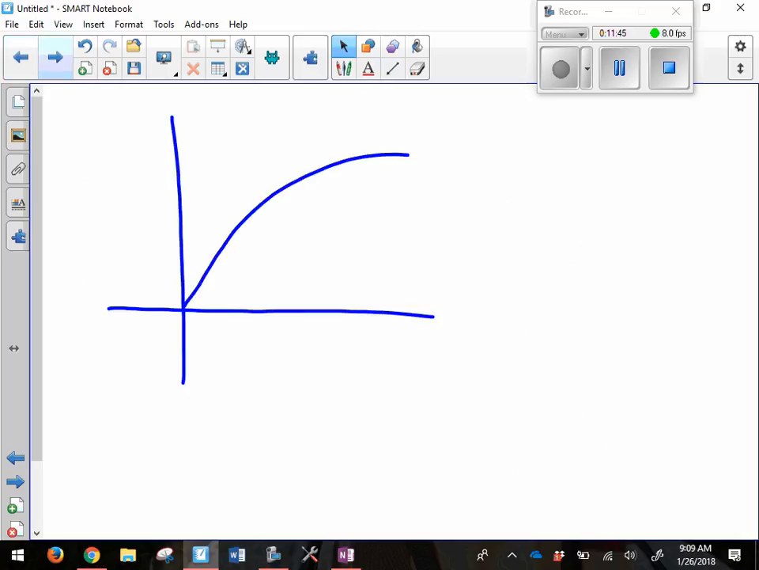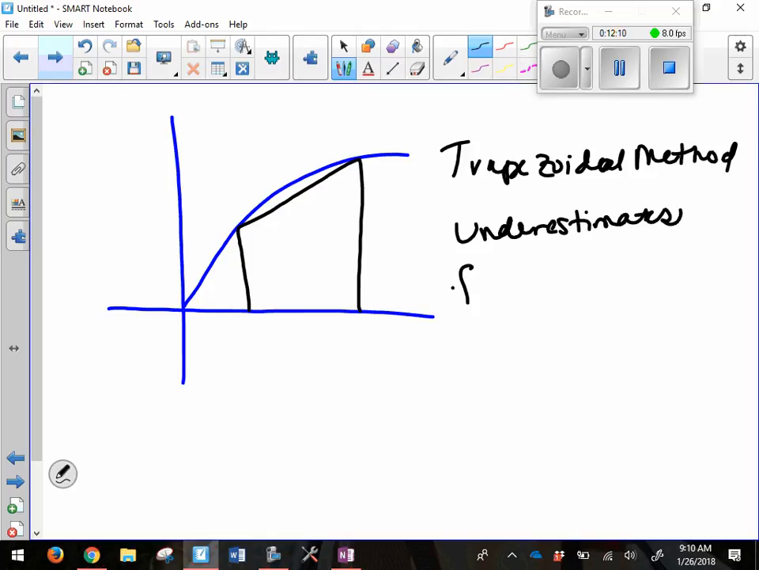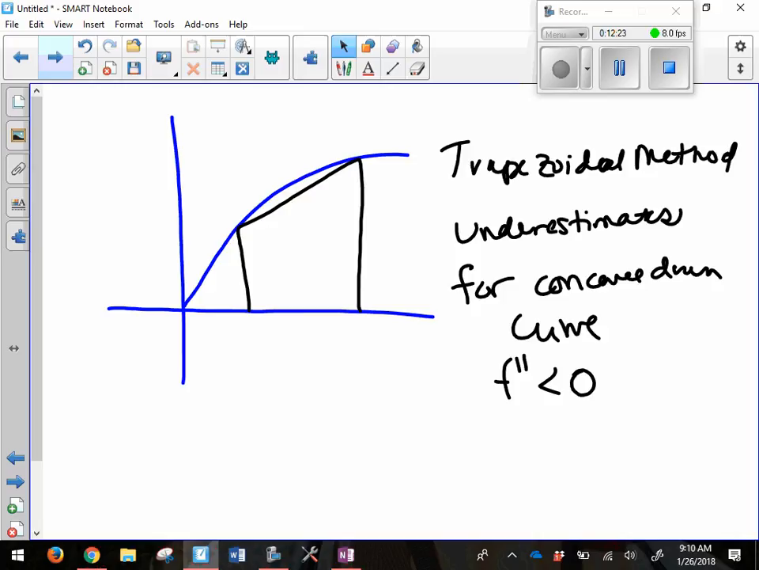If my curve looks like this, and again, I make a ridiculously large subinterval, now am I going to overestimate or underestimate? Okay, so the trapezoidal method underestimates for what kind of curve? And yes, that means f double prime is less than 0 in this situation.